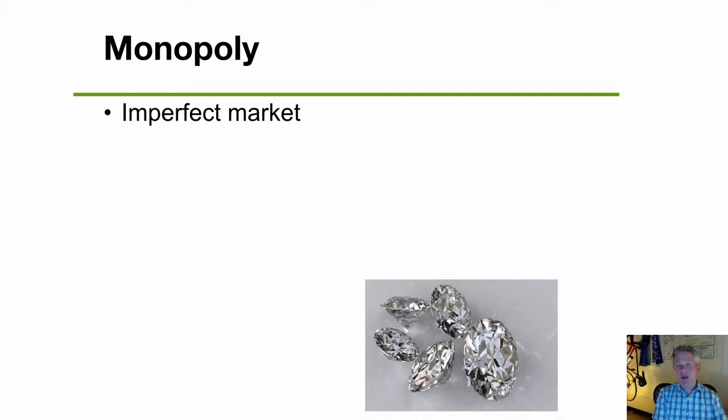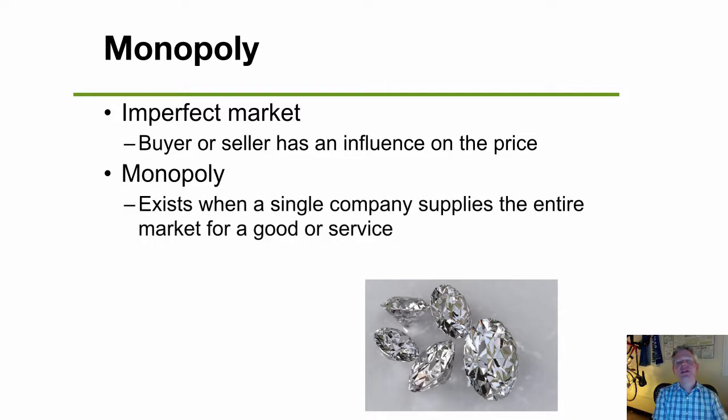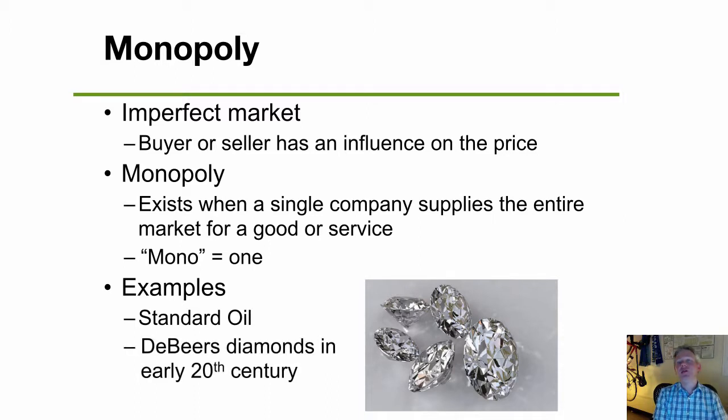A monopoly is an important exception to a competitive market. In a monopoly, it's an imperfect market, where the buyer or the seller has an influence on the price of whatever the commodity is. A monopoly exists when a single company supplies the entire market for a good. Mono means one. Some examples: Standard Oil, a long time ago, was one of the only suppliers of oil in the U.S. They supplied all of it. De Beers Diamonds in the early 20th century had almost a complete monopoly on diamonds, and so they were able to set the price for diamonds. We're not going to do monopoly yet in our supply and demand diagrams. We're going to work through supply and demand in the competitive market first, and then we'll move on to monopoly.